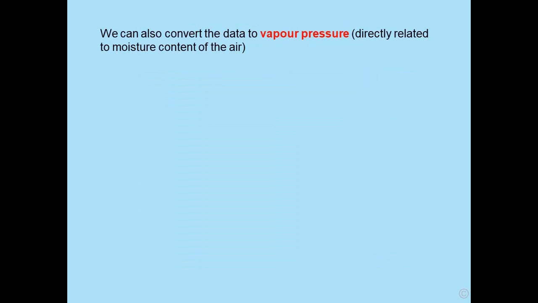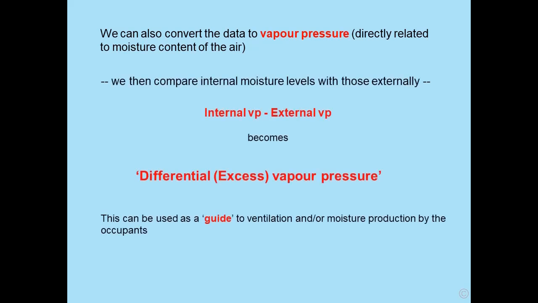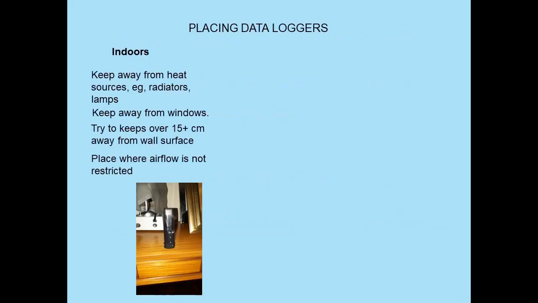We can also convert the data to vapor pressure, and of course this is directly related to the moisture content of air. So when we compare internal moisture levels with those externally, as we found earlier, it becomes the differential or excess vapor pressure. And it's very useful because it can be used as a guide to ventilation and or moisture production by the occupants.